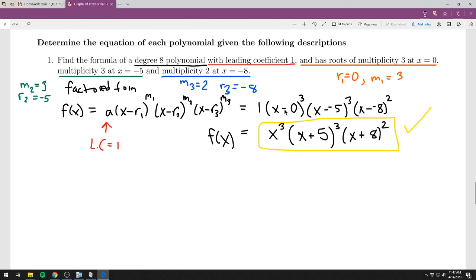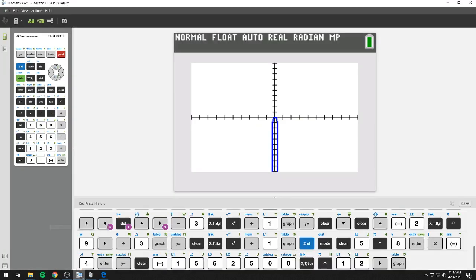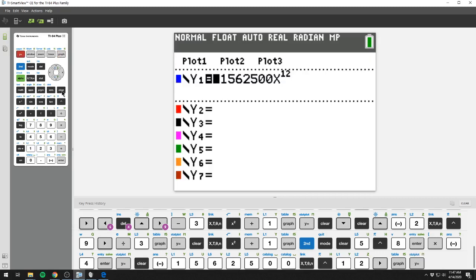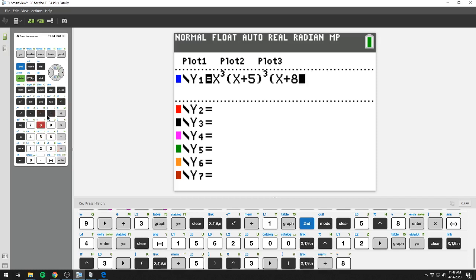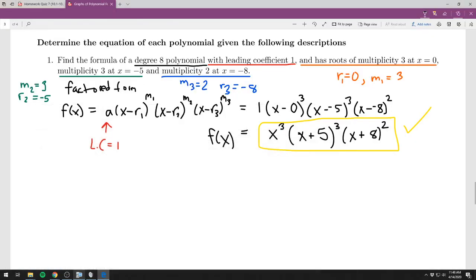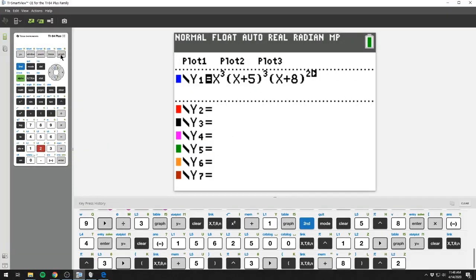But the one thing I want to do is just graph this thing so you can kind of see what happens with the multiplicities. There is a difference between even and odd, like I mentioned. I'm going to go ahead and graph that. Go to our y equals. We got x raised to the third power times x plus 5 raised to the third power times x plus 8 raised to the second power. I'm just going to double check it. All right, typed it all in right. And I'm going to hit graph.